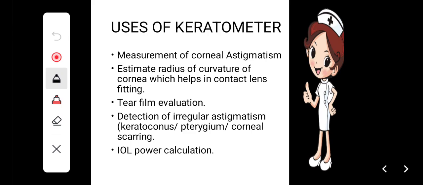Detection of the irregular astigmatism. So irregular astigmatism is because of keratoconus, pterygium as well as corneal scarring. Next one is the IOL power calculation. If the cornea is opacified or the cornea has a lot of pterygium or any kind of condition, the AR machine is unable to find out the K1, K2 values, and we have to use the manual keratometer.